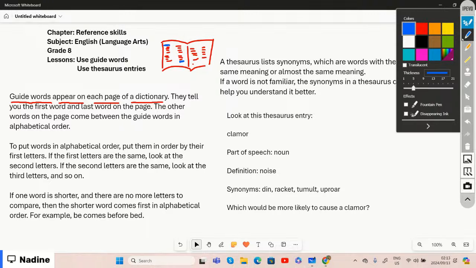It can be anywhere in the dictionary, by any letter. So if we, for example, open by N, and the first word by N is naughty, here we have naughty, and then here we have nice, for example. So the first word is naughty. The last word on that page is nice, which means that these two words, naughty and nice, are the guide words on that specific page.